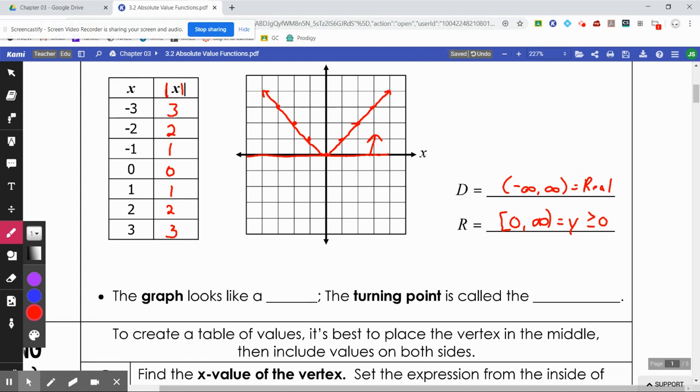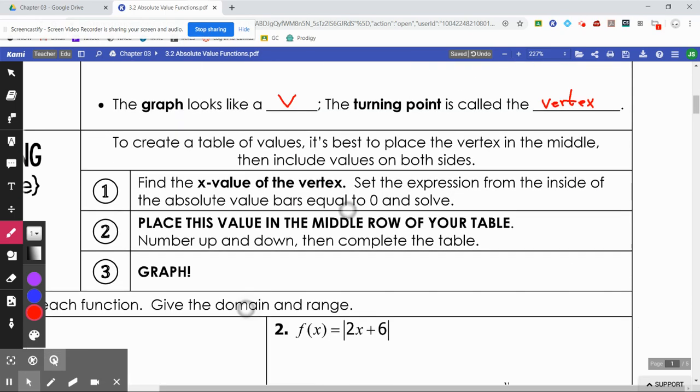The graph looks like a V shape every time. The turning point of that V shape, that lowest point, we're going to call a vertex. Okay, let me scroll up.